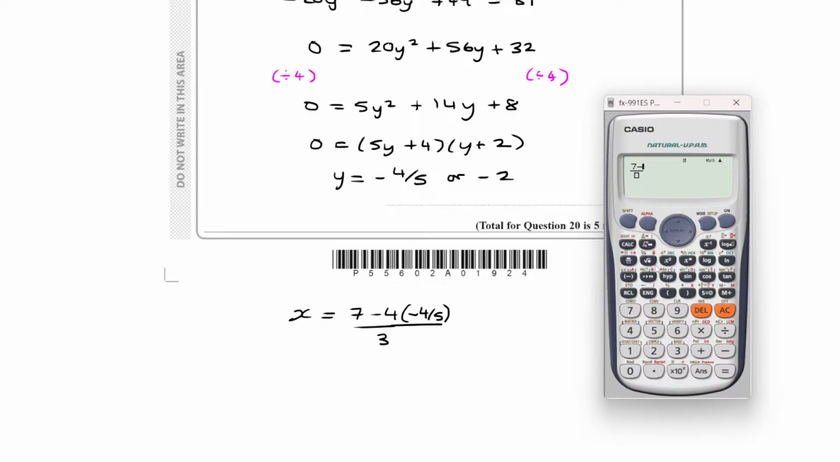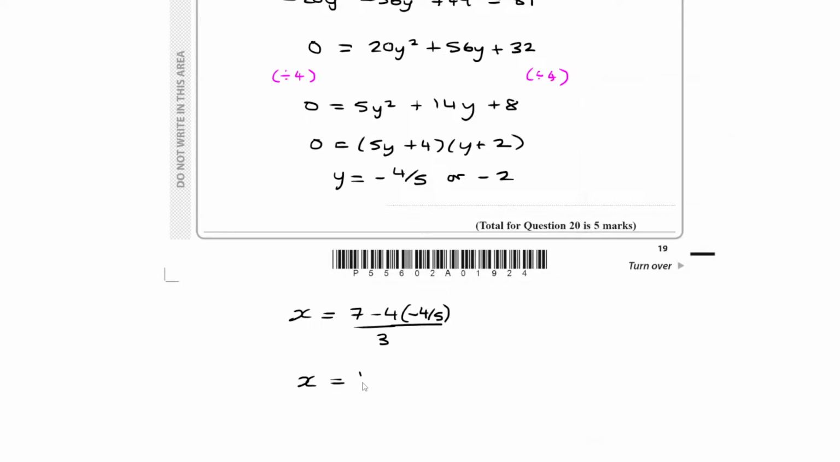7 minus 4 times, I'm just going to put 0.8, but you can put the fraction in, over 3. I'm going to leave it as a fraction. You could obviously put it as a decimal if you want, but I'm just going to leave it as a fraction, is 17 over 5. So that's the other x value.